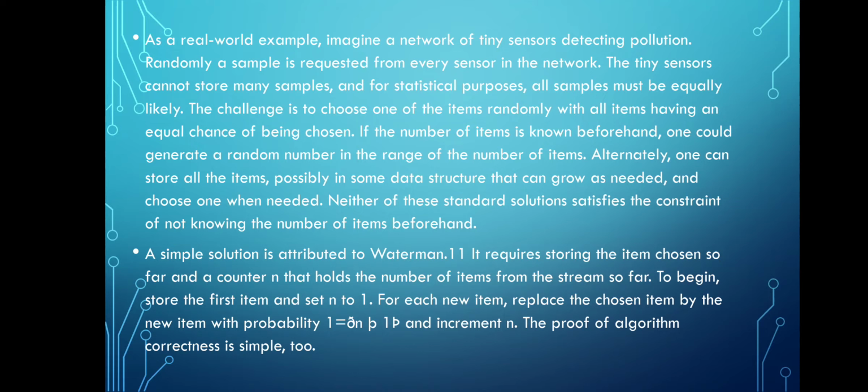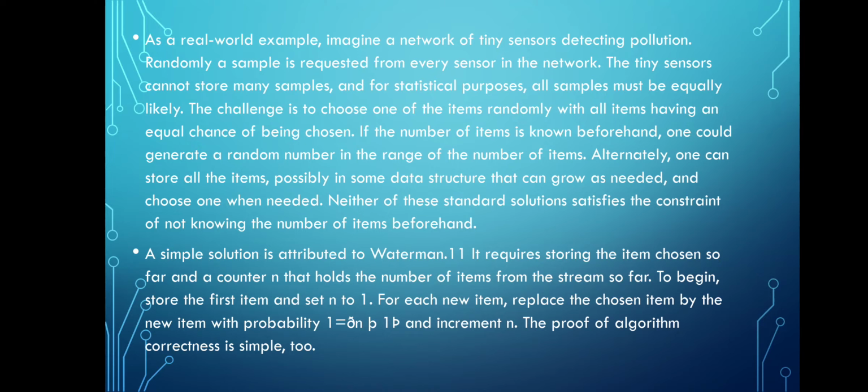If the number of items is known beforehand, one could generate a random number in the range of the number of items. Alternatively, one can store all the items, possibly in some data structure that can grow as needed, and choose one when needed. Neither of these standard solutions satisfies the constraint of not knowing the number of items beforehand.